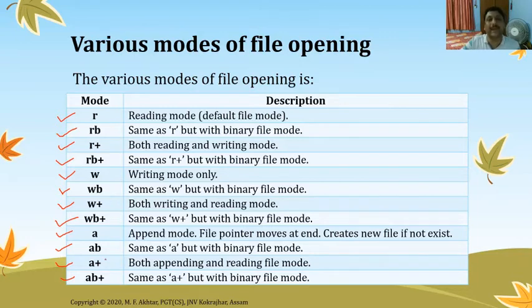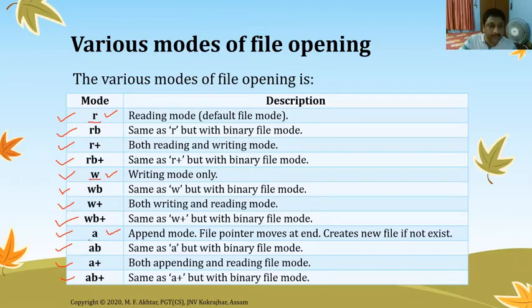For now we have to remember only these three modes: R mode, W mode and A mode. Just concentrate on these three. R mode opens the file in reading mode, and this is the default mode. W mode is writing mode only. To create a file, we have to use writing mode. If the file already exists, already created, and we want to open it for reading purposes, then R mode is needed. If the file does not exist and you want to create a new file, then we have to use W mode.